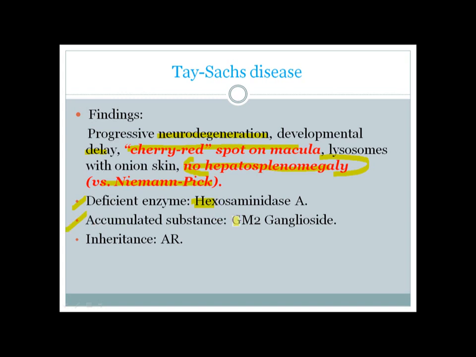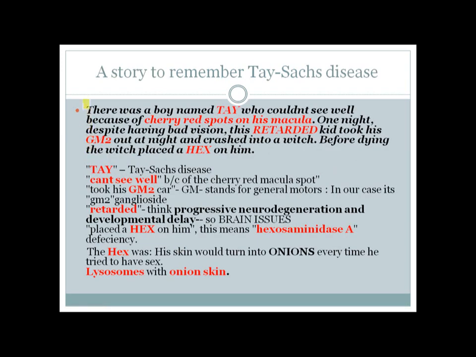Accumulated substance is GM2 ganglioside, and most of the patients with lysosomal storage diseases have an autosomal recessive pattern of inheritance. So here goes the story again for you. There was a boy named Ty who couldn't see well because of cherry red spots on his macula. One night, despite having bad vision, this retarded kid took his GM2, the car, out at night and crashed into a witch. Before dying, the witch placed a hex, which is actually a curse, on him.